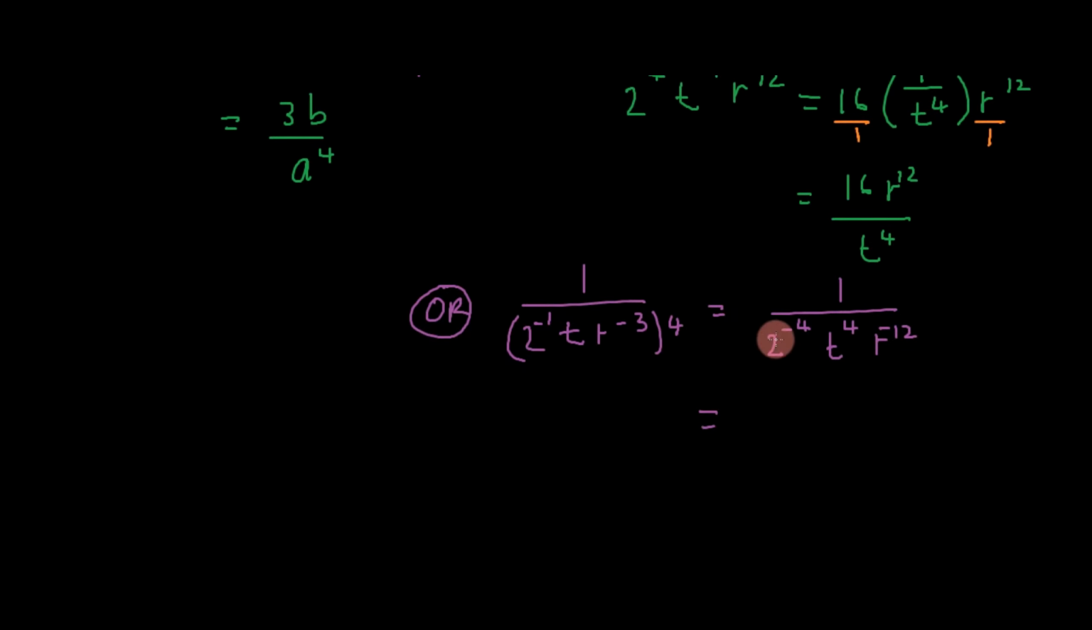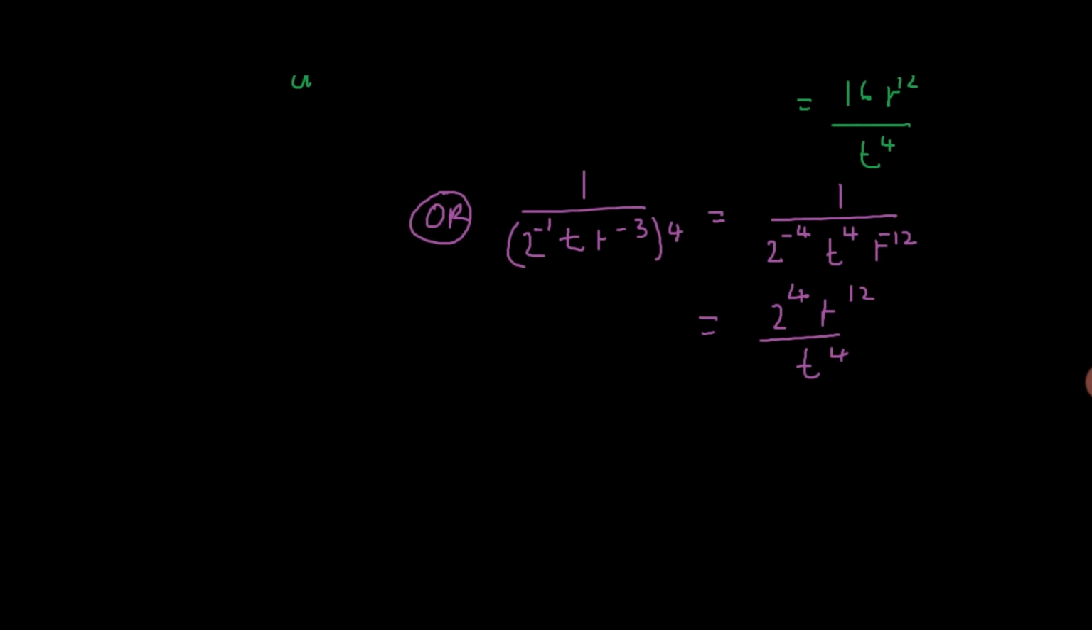Now, both 2 and r are raised to negative powers. So we simply take it to the top as 2 to the positive 4, r to the positive 12, all over t to the 4. And then finally, 2 to the 4 is 16, r to the 12 over t to the 4.